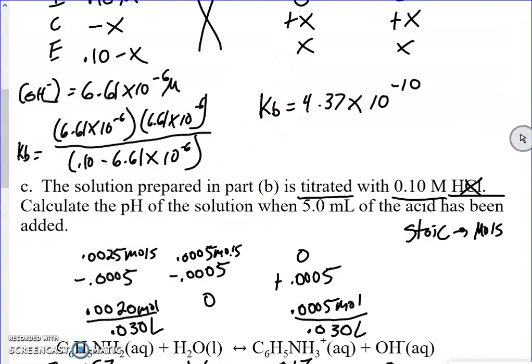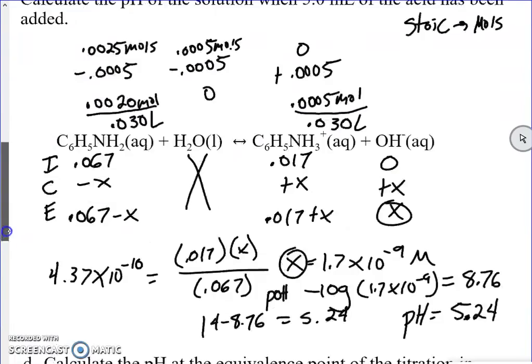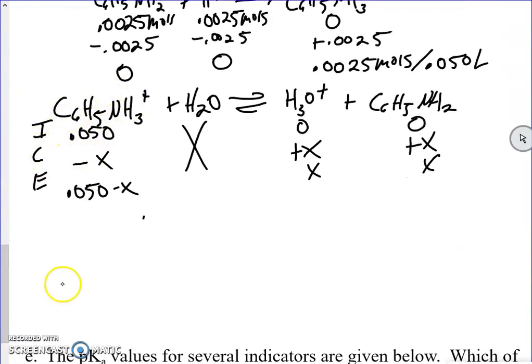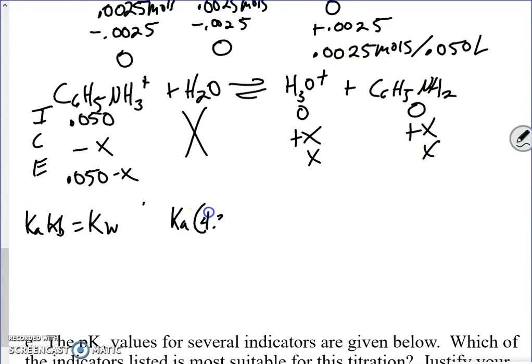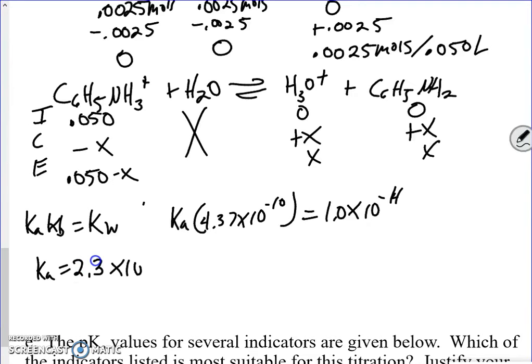That's a problem. What we need for the reaction that we're looking at right now is, since this is an acid, a Ka. Well, how do we get Ka? Ka times Kb equals Kw. So our Ka can be calculated by taking our Kb value, which was 4.37 times 10 to the negative 10th, equaling Kw, which is always 1.0 times 10 to the negative 14th, and calculating out what that value is. And that's going to give us a Ka of 2.3 times 10 to the negative 5th.